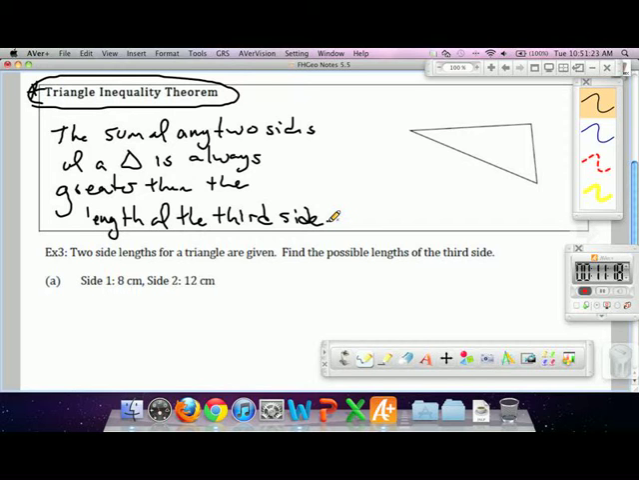So we'll use it to answer questions like this. Could this possibly be a triangle? No. Why not? Because there is a way to pick two sides and add them together so that they're not bigger than the third side. 6 plus 4 is only 10. 10 is not bigger than 11.